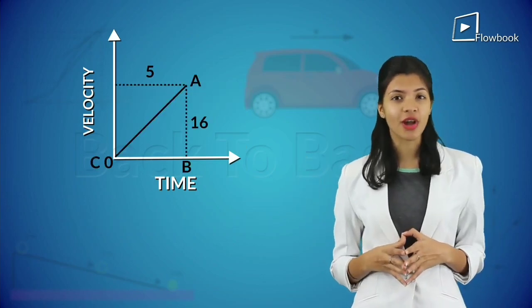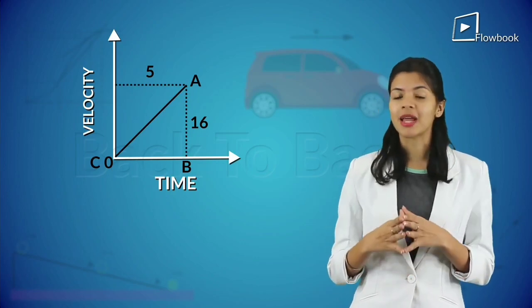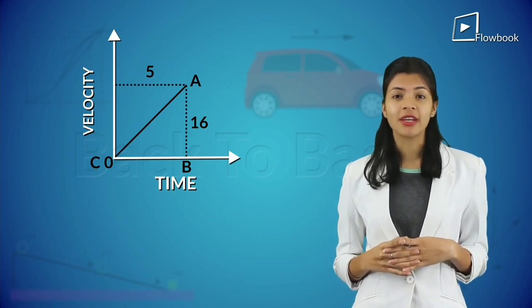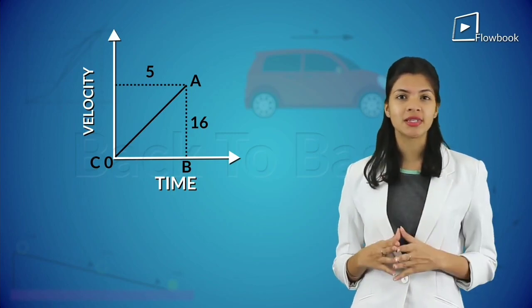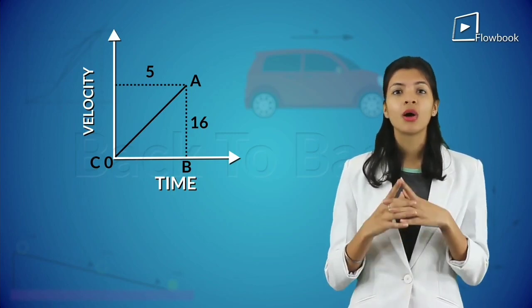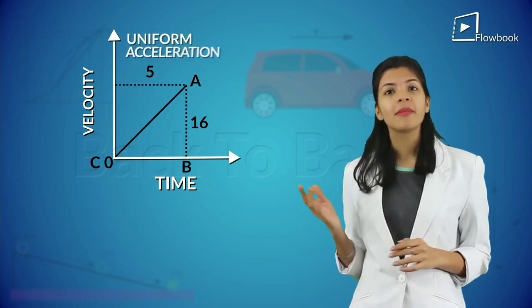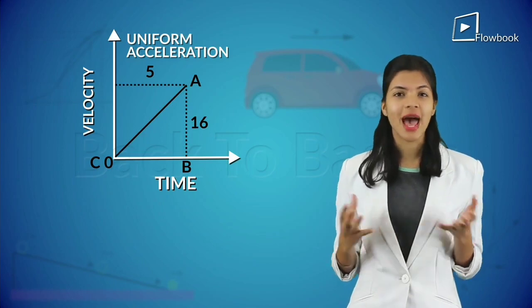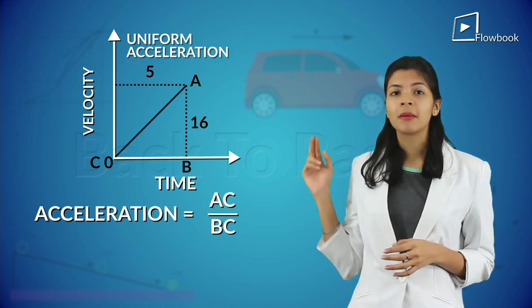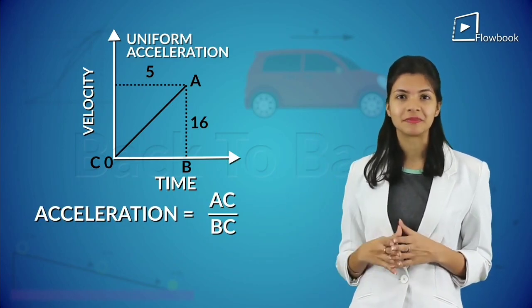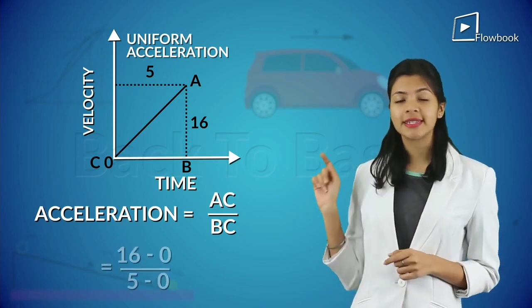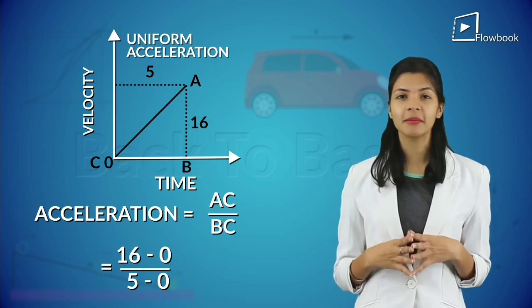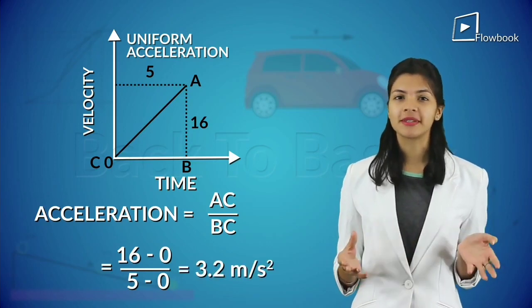Next, if the graph looks like this, that means a straight line. So the body is having constant increase in velocity with respect to time, which indicates uniform acceleration. The slope of the graph will give us acceleration, that is BC by AC. So it will be 16 minus 0 divided by 5 minus 0, which is nothing but 3.2 meters per second square.